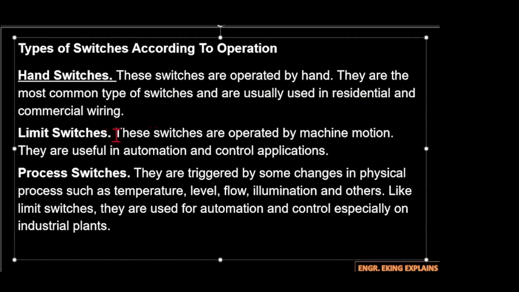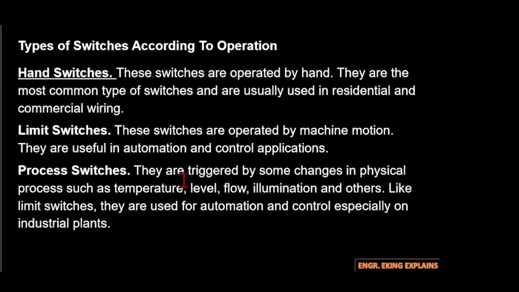Limit switches are operated by machine motion. They are usually used in automation and control applications. While process switches are triggered by changes in the physical process such as temperature, level, flow, illumination, and others. Like limit switches, they are used for automation and control, especially in industrial plants. An example of a process switch, the most common, is the float switch.